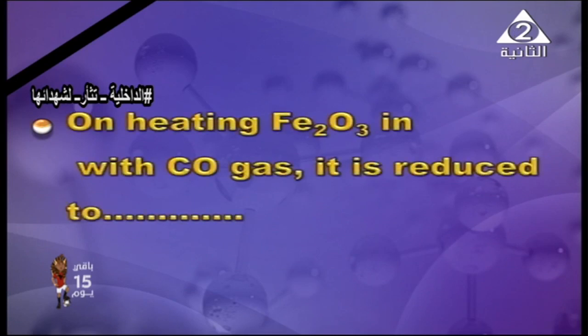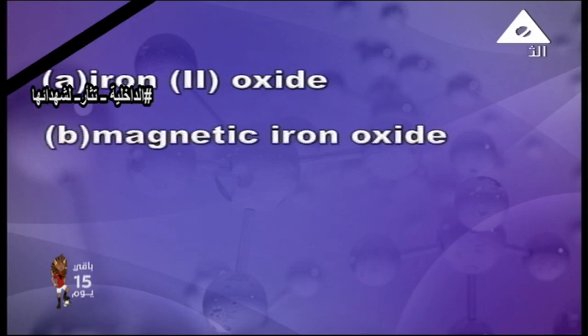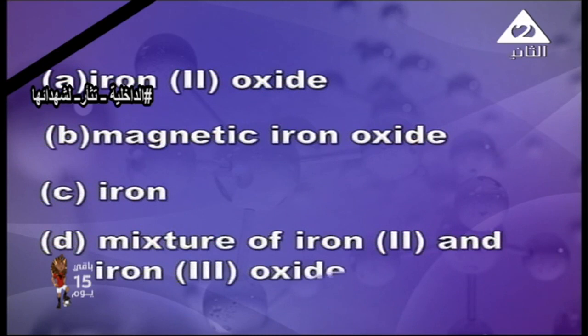Next point. On heating iron(III) oxide with carbon monoxide gas, it is reduced to what? Iron(II) oxide, magnetic iron oxide, iron, or a mixture of iron(II) and iron(III) oxide. If you think about it, yes, it will be iron.